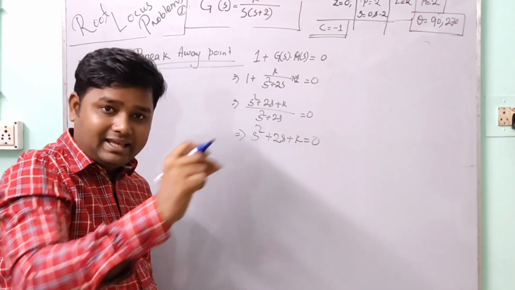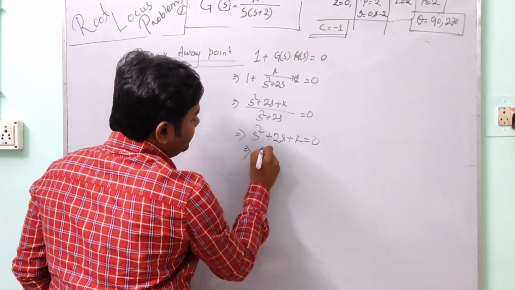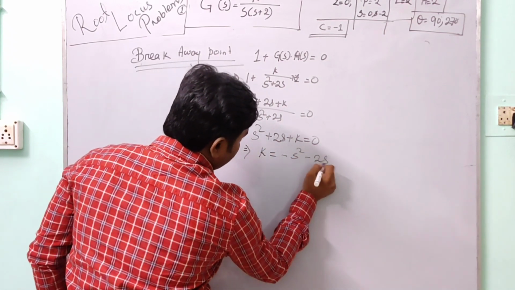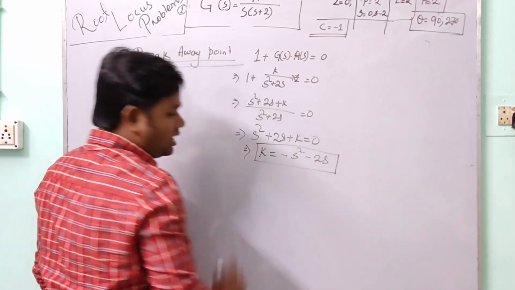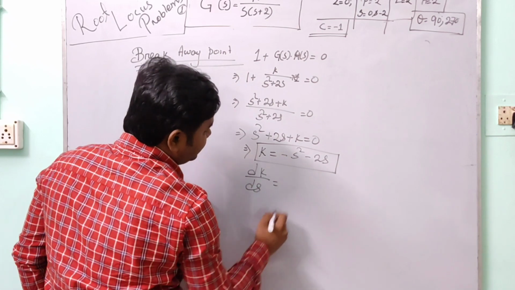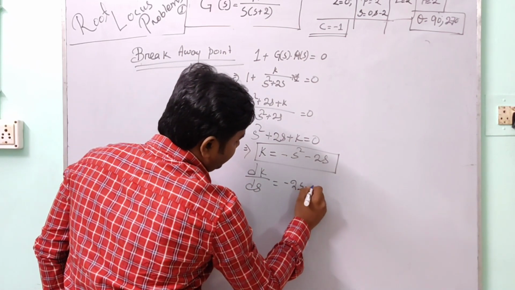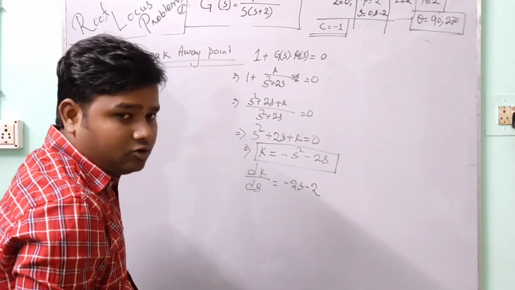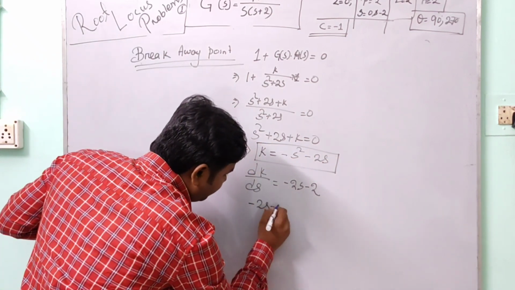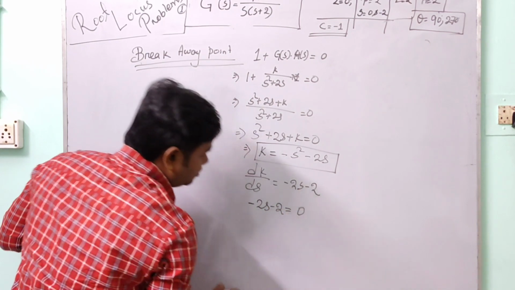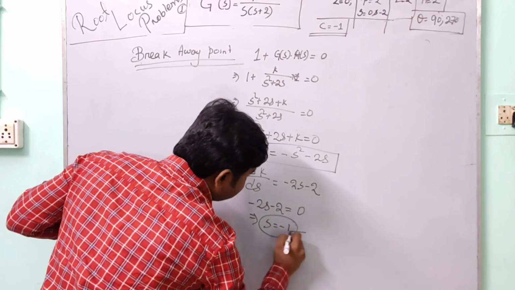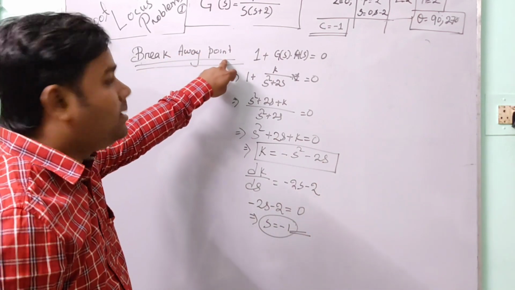Since I have to find dk by ds, I will keep the k part on one side, and on the RHS I will get minus s square minus 2s. So k is equal to minus s square minus 2s. If I take dk by ds, I get minus 2s minus 2. I have to set dk by ds equal to 0, so minus 2s minus 2 is equal to 0. That implies s is equal to minus 1. So s is equal to minus 1 is the breakaway point.